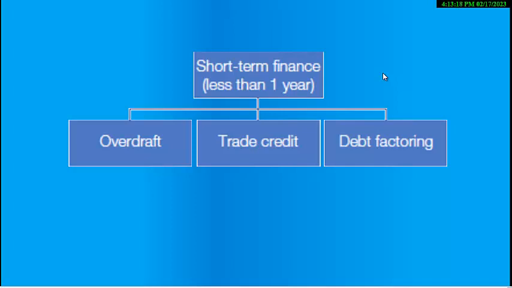These were the three examples of the short-term finance sources. Again, the overdraft, the trade credit, and the debt factoring.